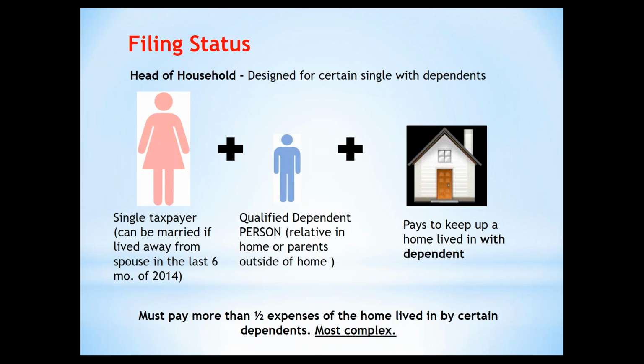If it's a dependent child, again, they just have to be in the home for 6 months or more than half the year to be claimed on the tax return for this filing status. And again, the taxpayer has to have kept up with all the costs of supporting the dependents and paying for the upkeep on the home.